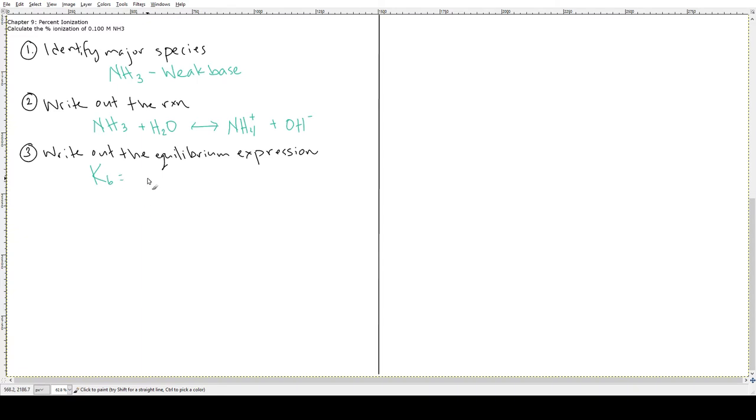I want products over reactants, so NH4 plus, OH minus, and since it's balanced, I don't have any coefficients. I'll have ammonia down here. Will I have water down here? The answer is no, I won't, because water is a liquid.